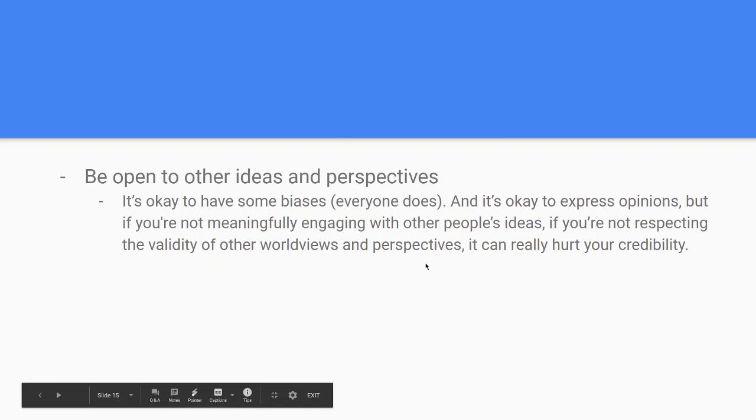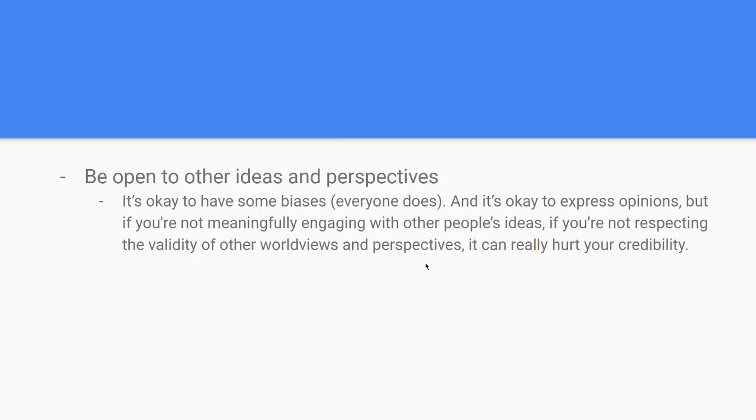And then finally, I've noticed this a little bit as well. Be sure to be open to other ideas and perspectives. The point of research writing is to learn something. And now it is okay to have biases. Everyone does. Anyone who says that they are unbiased is lying to you, or they are ignorant. Everyone has biases. And it's also okay to express opinions.